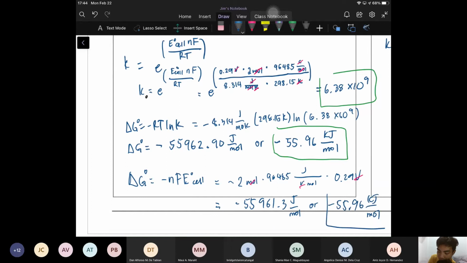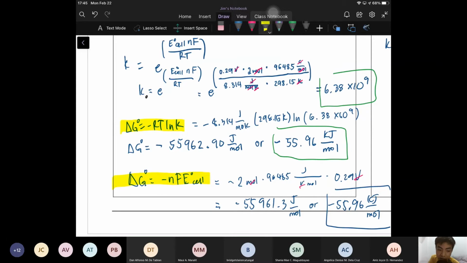Okay. So parehas lang yung nakuha natin sa dalawang equation. Ano gusto mo gamitin dyan? Bahala, no? Depende sa kung ano given. Kung given yung K, edi yun yung gamitin mo to solve for delta G. Pag given yung E cell, edi yun yung gamitin mo. Pag walang given, kunin mo yung E cell. Kasi yung K, hindi mo directly masosolve yan. Yung E cell, pwede mo yung makuha agad.